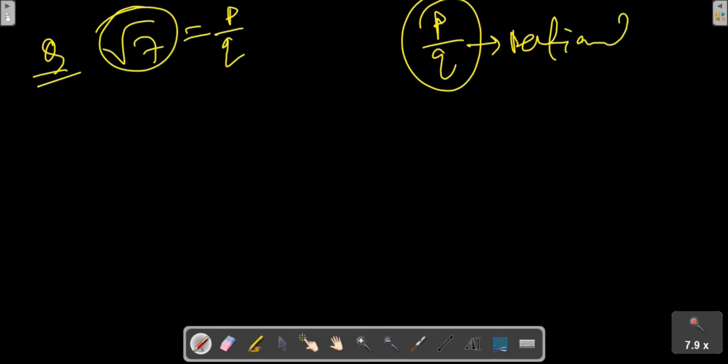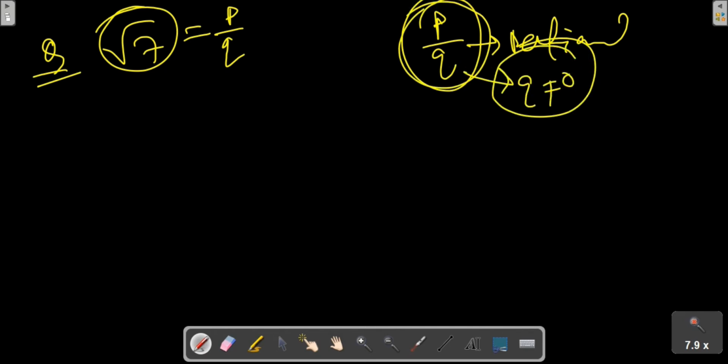But if a number is an irrational number, it cannot be expressed as p by q. Make sure that this q is a non-zero number, and p and q both should be co-prime numbers. This means that they will not share any common factors. Okay, p and q will be co-prime.